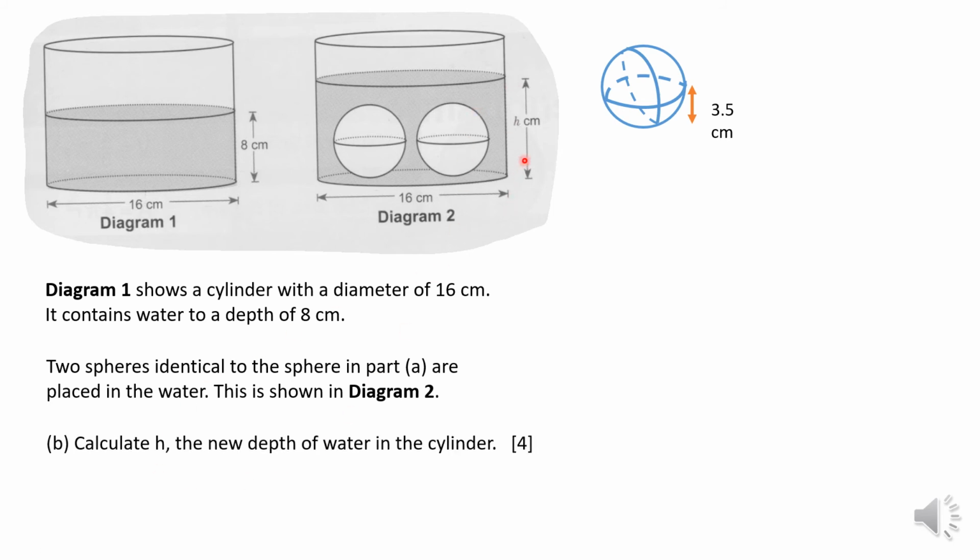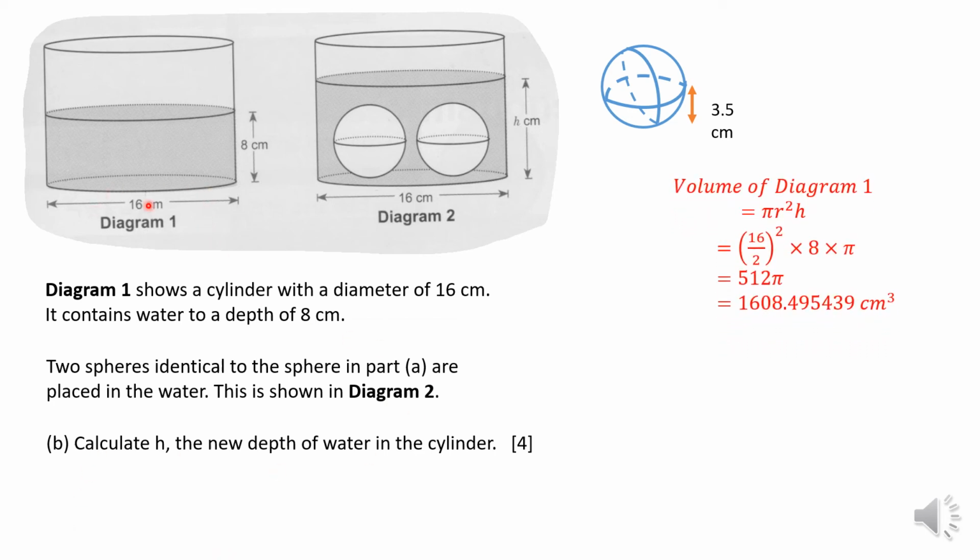So we need to find the height now, for 4 marks. The first thing I'm going to do is calculate the volume of the water that I have in diagram 1. The volume is pi r squared times h, the formula to calculate the volume of a cylinder. Our height here is 8, and take note, our radius is 16 divided by 2, which is 8. Please do not make that mistake. Then we multiply by 8, the height, and times pi.